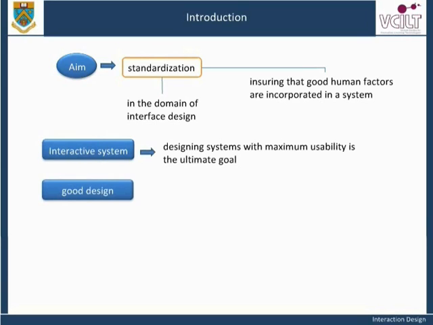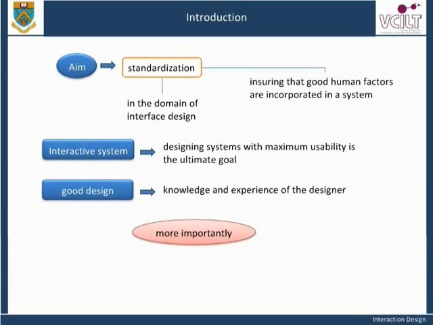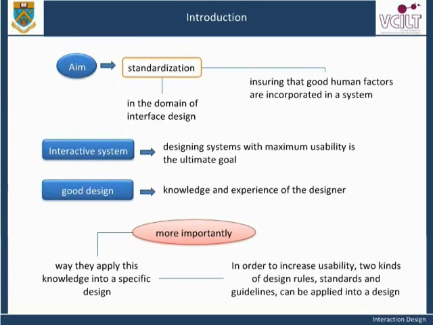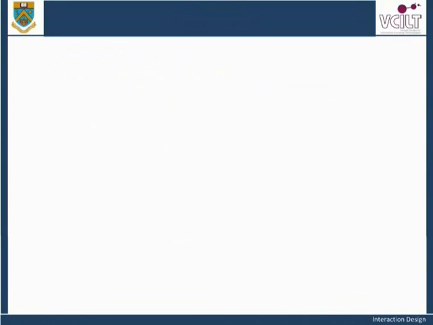A good design mainly results from knowledge and experience of the designer, and more importantly, the way they apply this knowledge into a specific design. In order to increase usability, two kinds of design rules, standards and guidelines, can be applied into a design. Let's see the difference between standards versus guidelines.